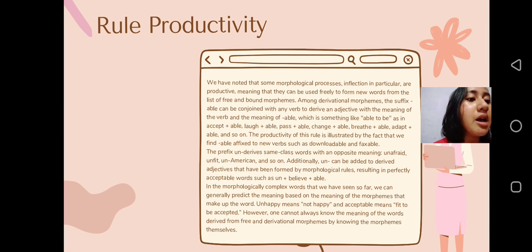In the morphologically complex words that we have seen so far, we can generally predict the meaning based on the meaning of the morphemes that make up the word. Unhappy means not happy, and acceptable means fit to be accepted. This is the explanation about true productivity.